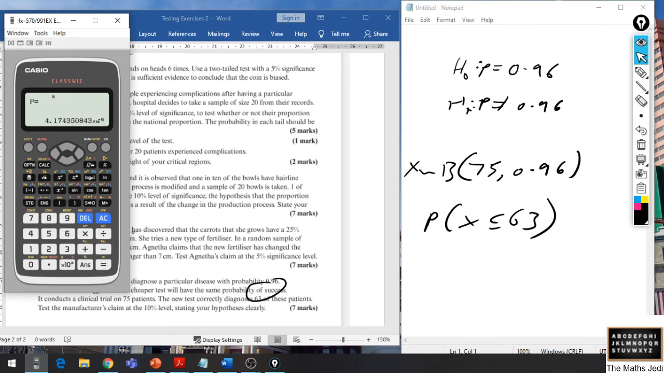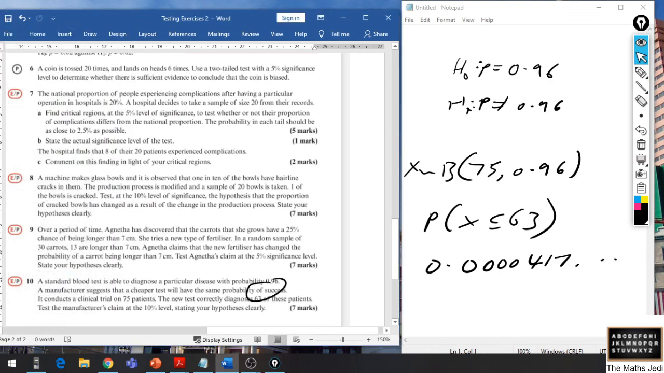I'm going to see what that value is. So this value here is 0.000417. Okay, very, very small. And we've got to test that at the level of significance, which I think in the question is 10%. Just double check that. So it's asking me to test it at 10%. So is this less than 5%?